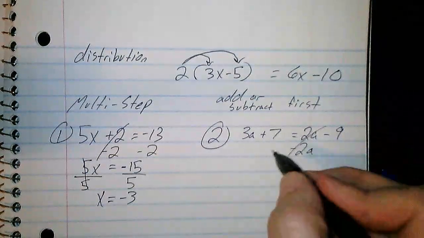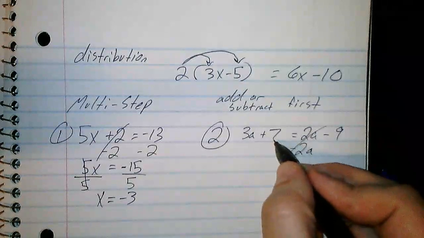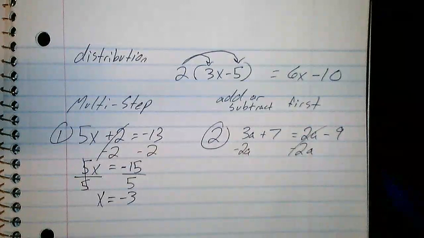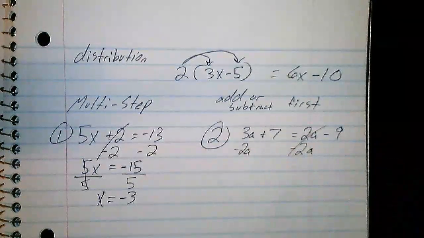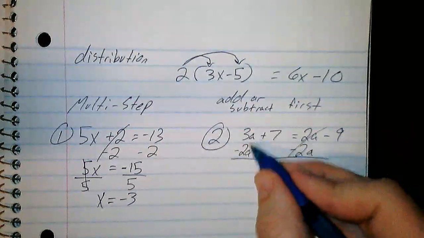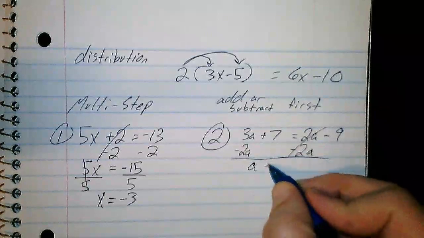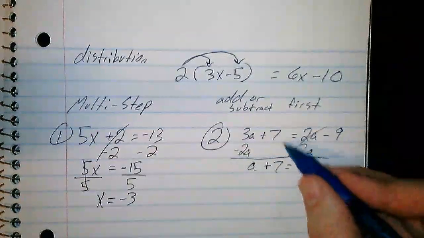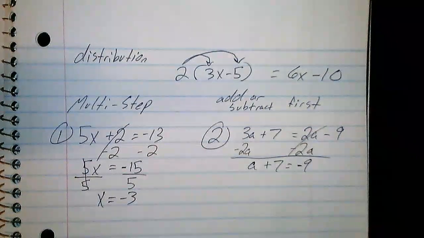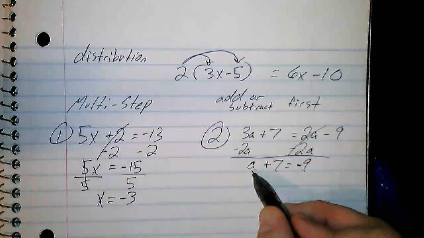Remember, combining like terms, I can't subtract 2a from 7 because 7 doesn't have the variable a. But 3a minus 2a, that works. 3a minus 2a, subtract the coefficients to get a, and then carry down everything else. Plus 7 equals negative 9. So we have our variables on the left.